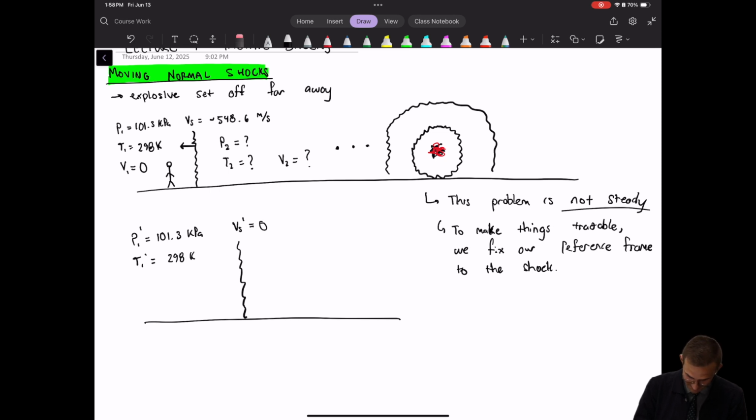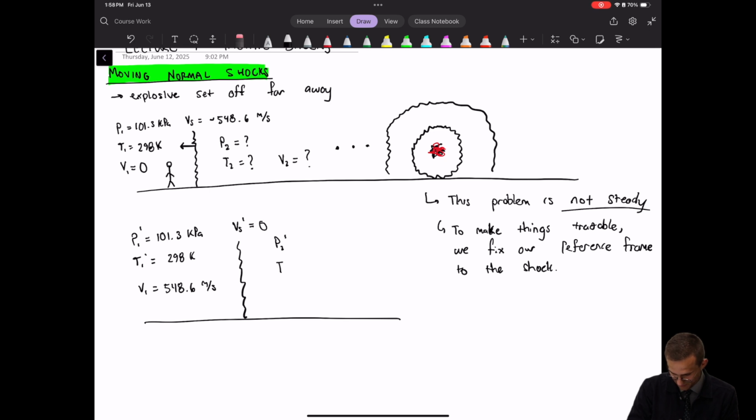But the velocity of that gas now, so like imagine you're observing a container of gas from across the room. If you start moving in the negative direction, like we're moving here, that container of gas would appear from your perspective to be moving in the positive direction at whatever speed you're moving, right? So V1 now is equal to 548.6 meters per second. Okay, and then the question becomes, what is P2 prime?